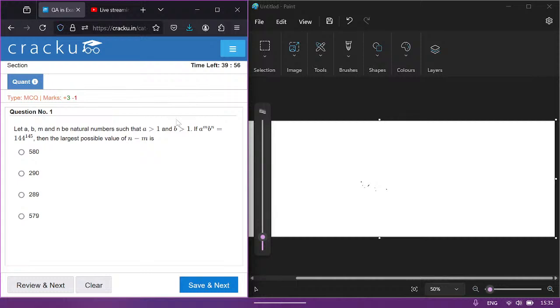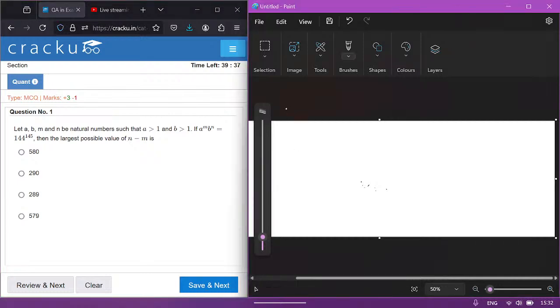Okay. First question. Let A, B be natural numbers. A is greater than 1. B is greater than 1. A^m greater than B^n. I think we can do this in the first round itself. So when A^m B^n is equal to 144^145, the largest possible value of n minus m.